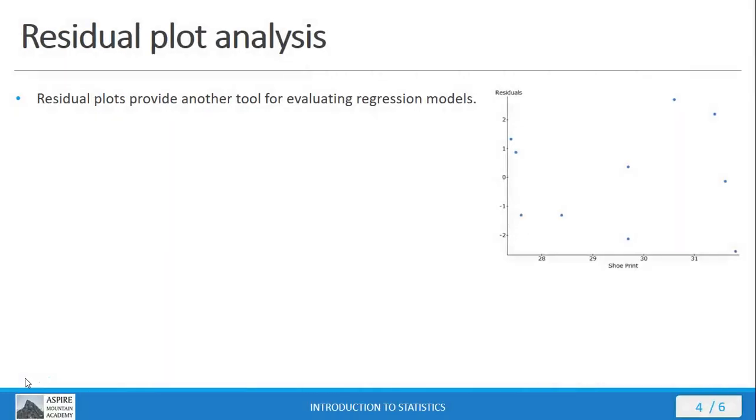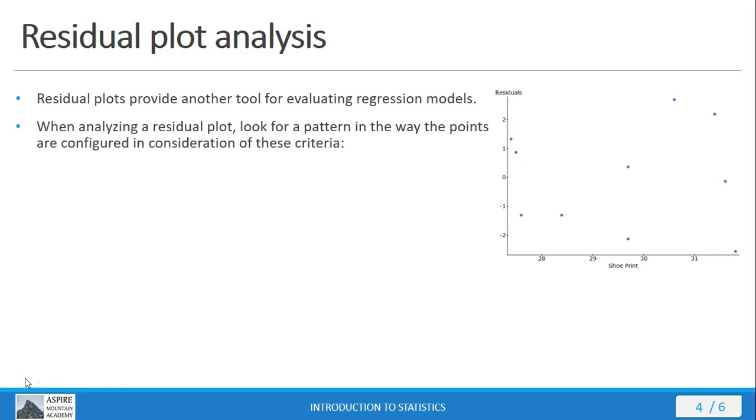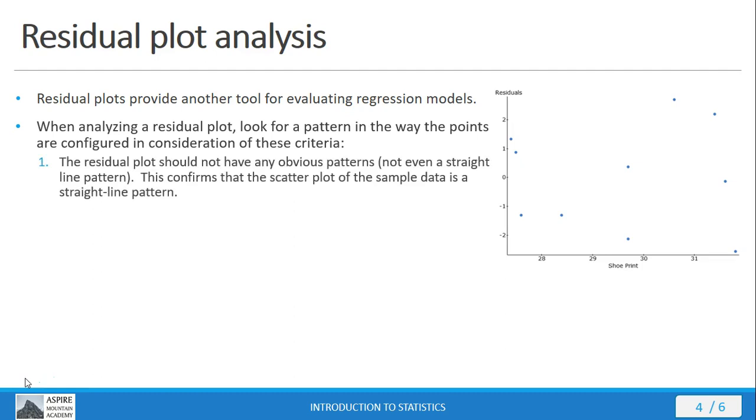What value does this have? Well, residual plot analysis provides another tool for evaluating regression models. So you're going to be looking for patterns in the way that the points are represented on your scatter plot. Consider these criteria when you're looking for trends. First, the residual plot should not be showing us any obvious patterns, not even a straight line pattern. So what we want to see is scatter amongst the data points.